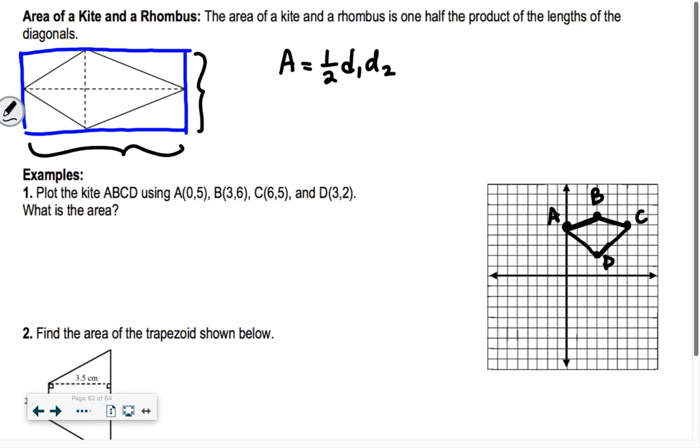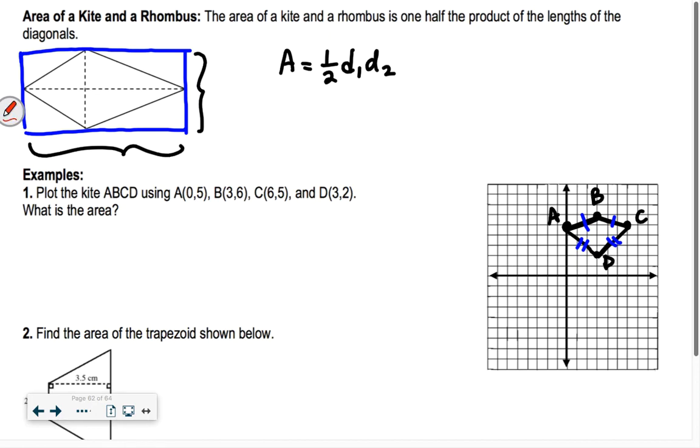Do you see which sides look like they're the same? So boys, this is where your estimating comes into play. These two are the same and these two are the same. And you can find that with the distance formula if you would like to. So if I asked you to prove that it was a kite, you'd show some marks.